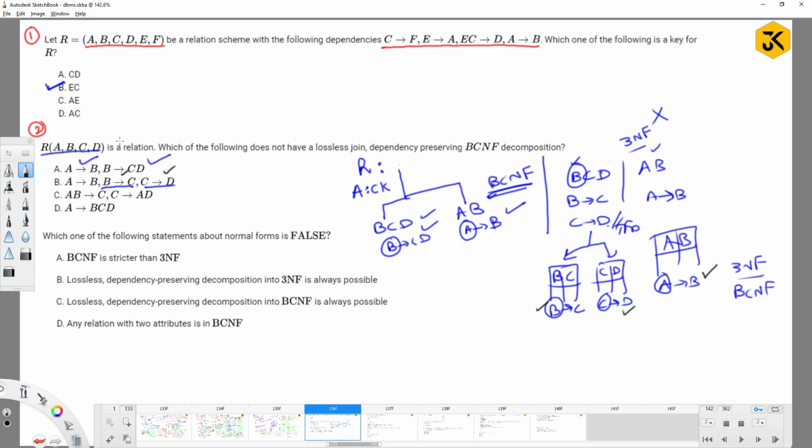So option B is also a valid one. Meaning that lossless join is satisfied as well as dependency preserving is also satisfied. But they are specifically asking here something that does not apply. So what about the third option?